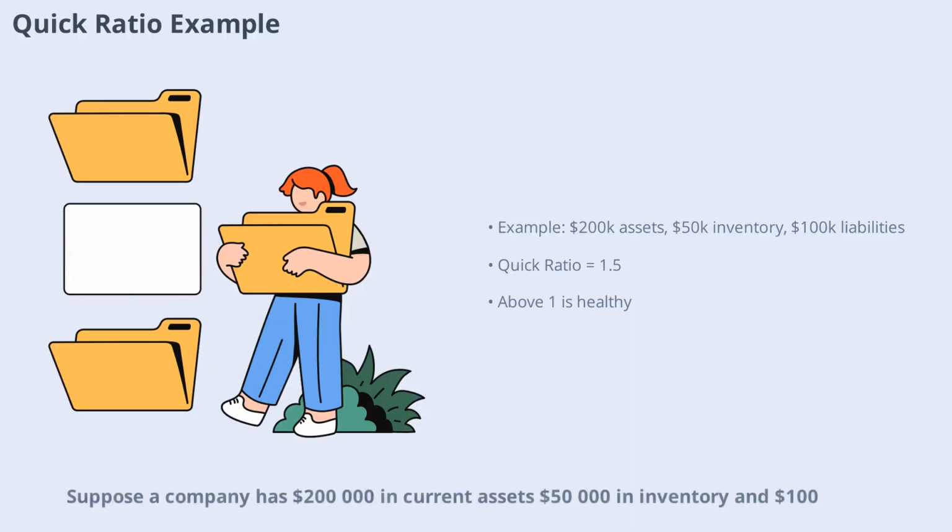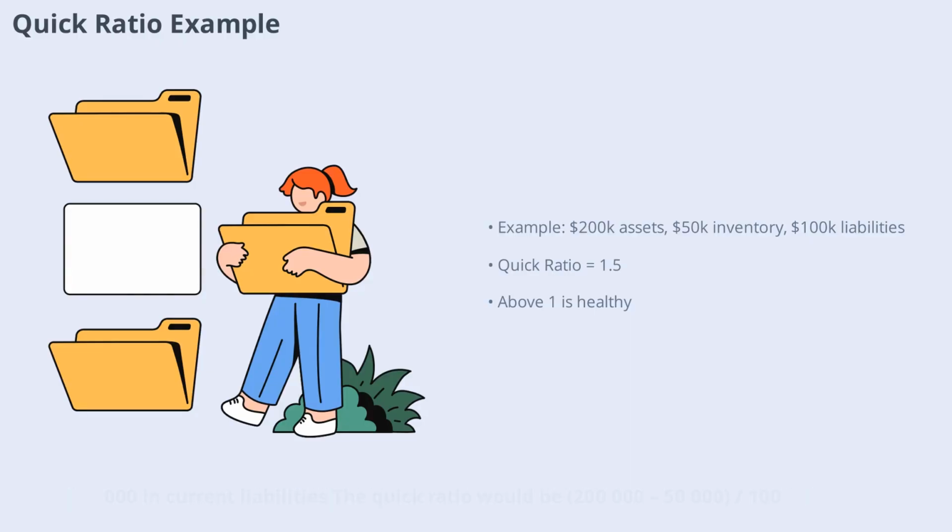Suppose a company has $200,000 in current assets, $50,000 in inventory, and $100,000 in current liabilities. The quick ratio would be (200,000 - 50,000) / 100,000 equals 1.5. This means the company has $1.50 in highly liquid assets for every $1 of short-term debt. A quick ratio above 1 is generally considered healthy, but as always, it's important to compare with industry standards.